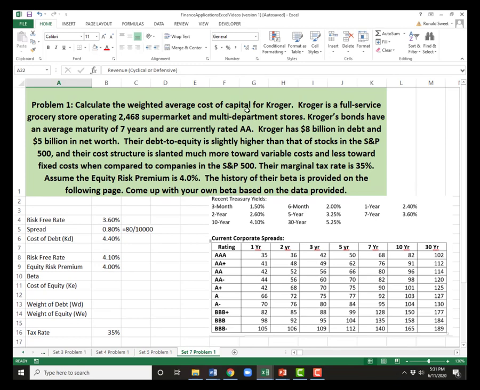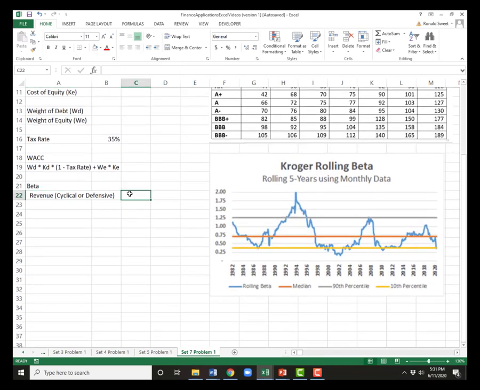But this is Kroger's. Kroger's is a grocery store. So we're going to say this is definitely a defensive company. So the beta is definitely going to be below 1. That's the thing. Cyclical firms have betas above 1. Defensive companies have betas below 1. We'll talk a lot about this, more about this in class, or we may already have addressed this in class if you've been through the slide deck for the class.